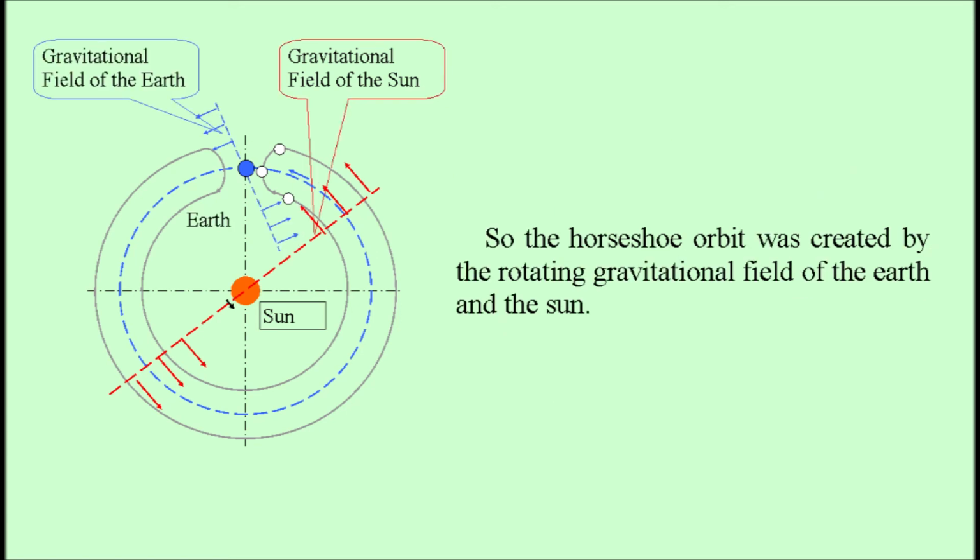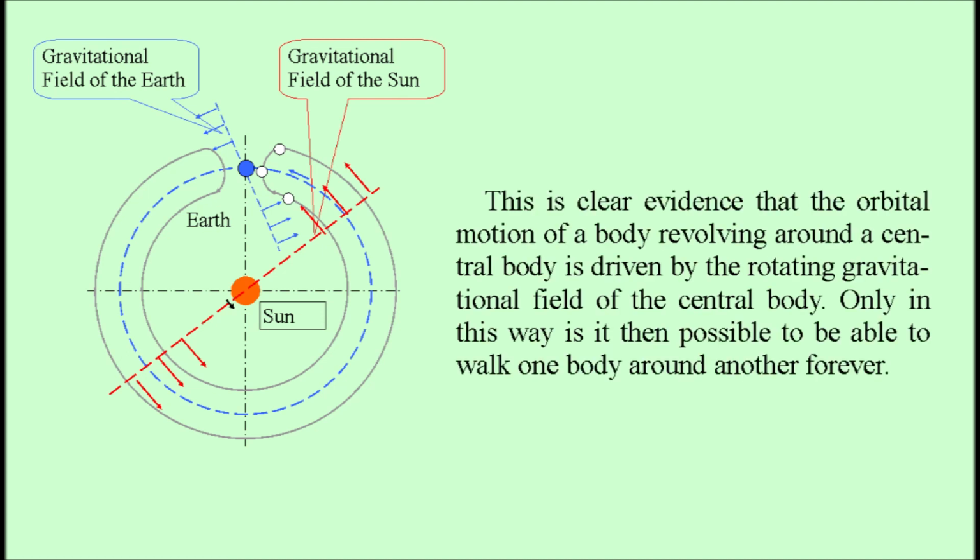So the horseshoe orbit was created by the rotating gravitational field of the Earth and the Sun. This is clear evidence that the orbital motion of a body revolving around a central body is driven by the rotating gravitational field of the central body. Only in this way is it then possible for one body to orbit another forever.